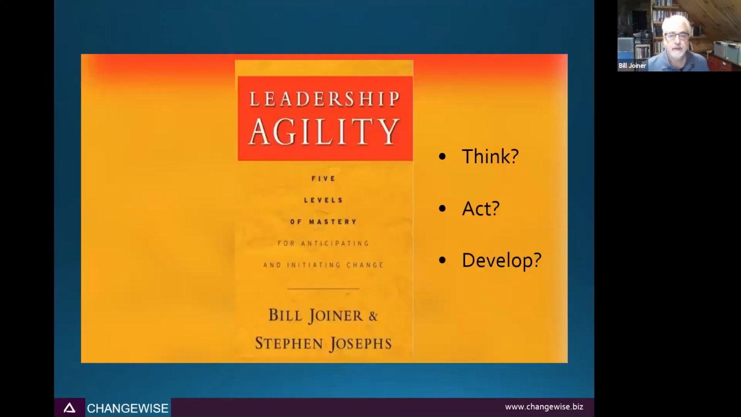What I'll be talking about this evening comes out of the Leadership Agility book, as well as all of the work that we've done with leaders in the meantime. Essentially, the book had these three questions behind it. First of all, how do highly agile leaders think? How do they act? And how do you develop greater agility?